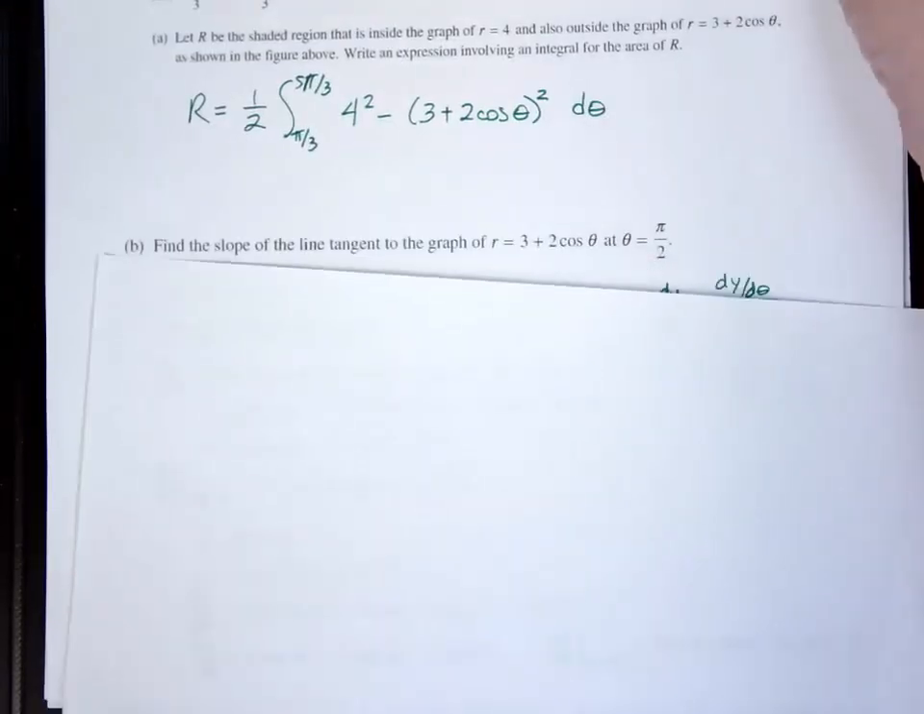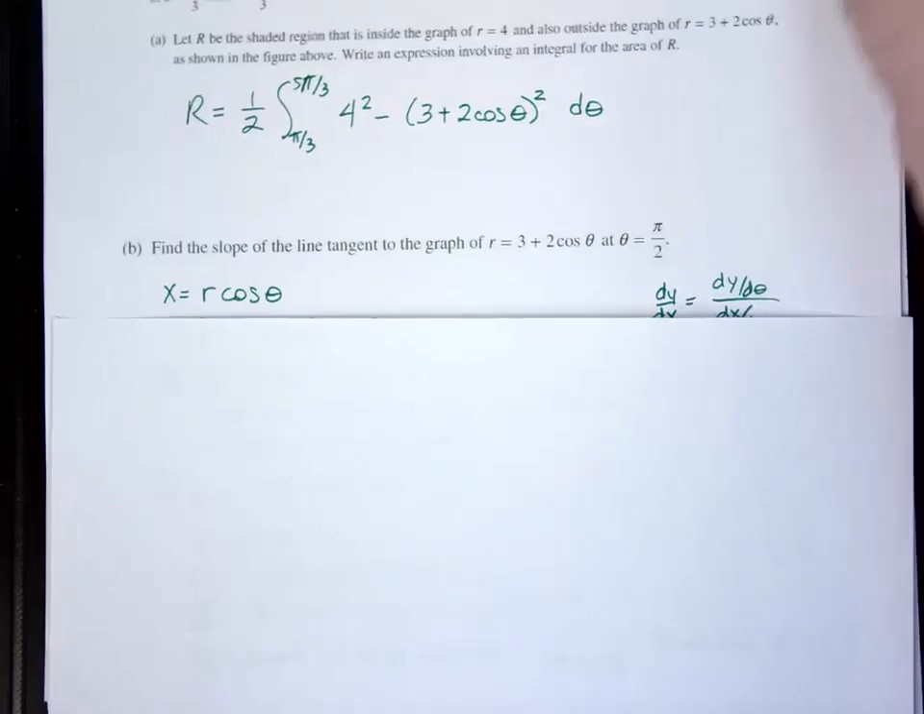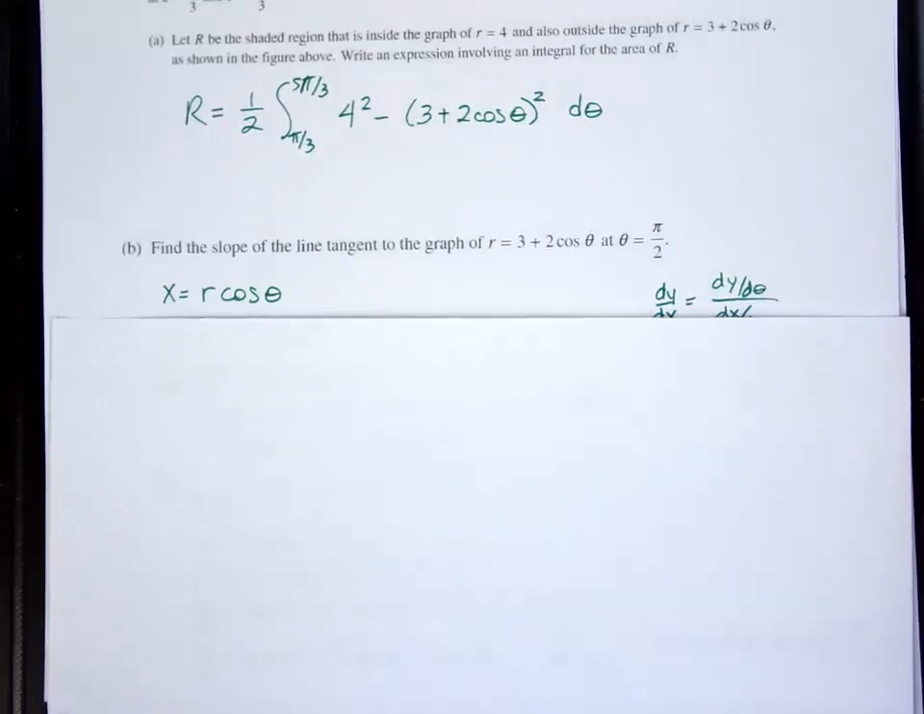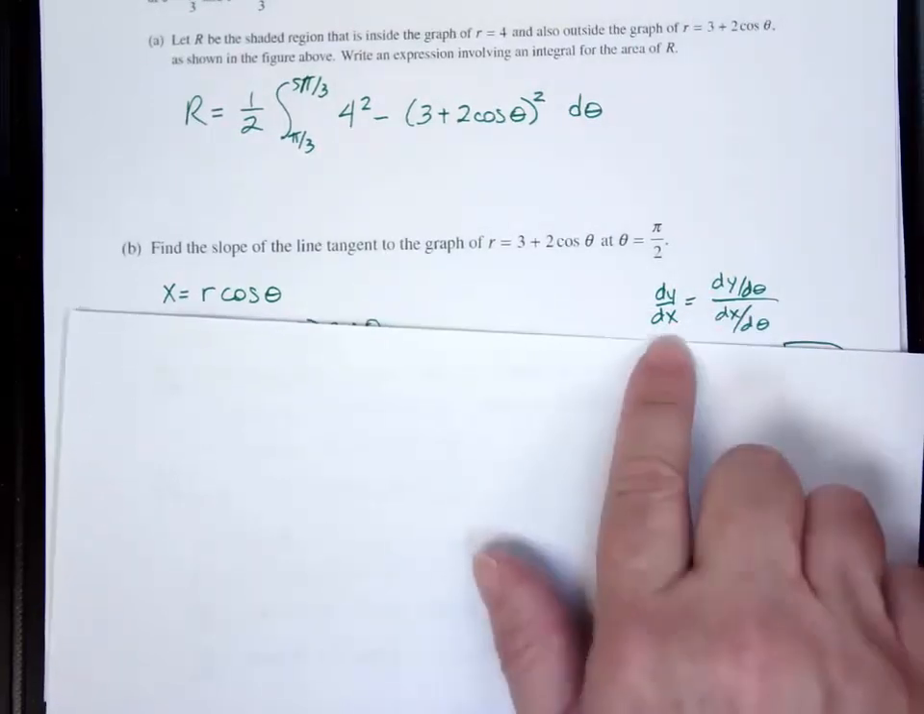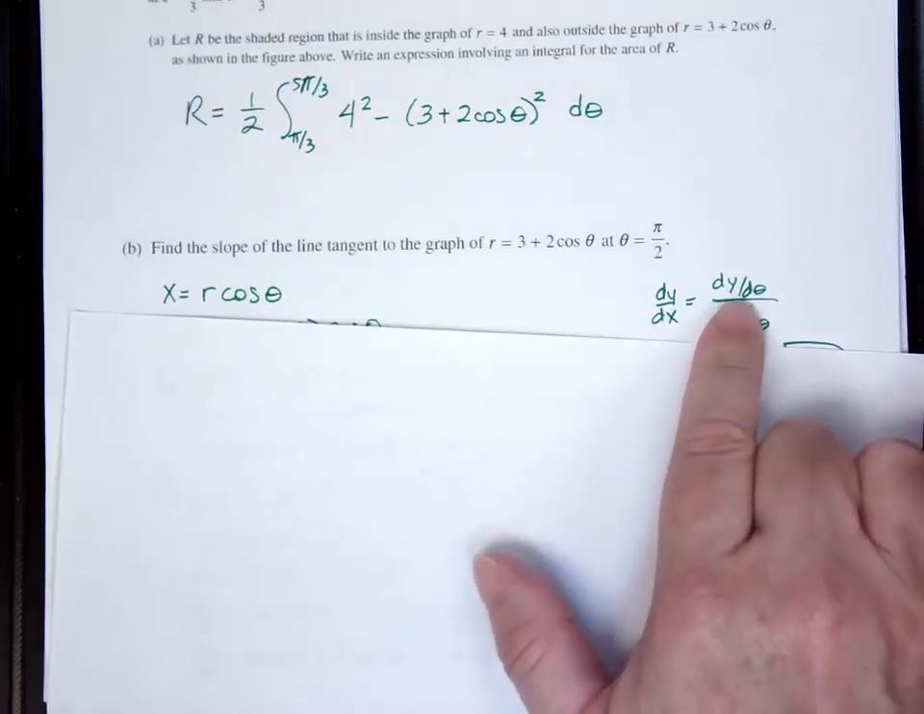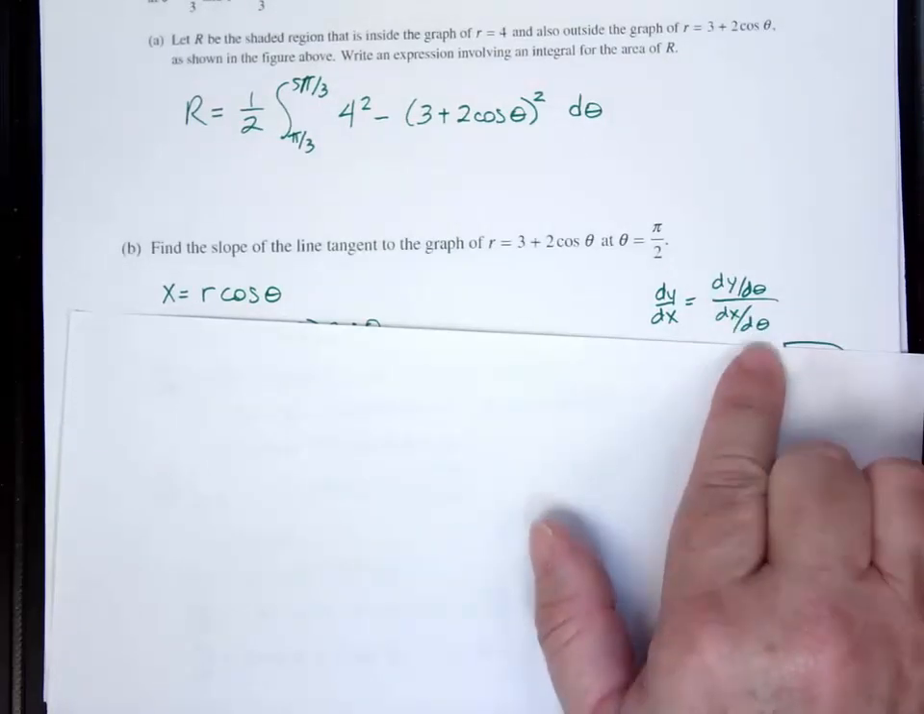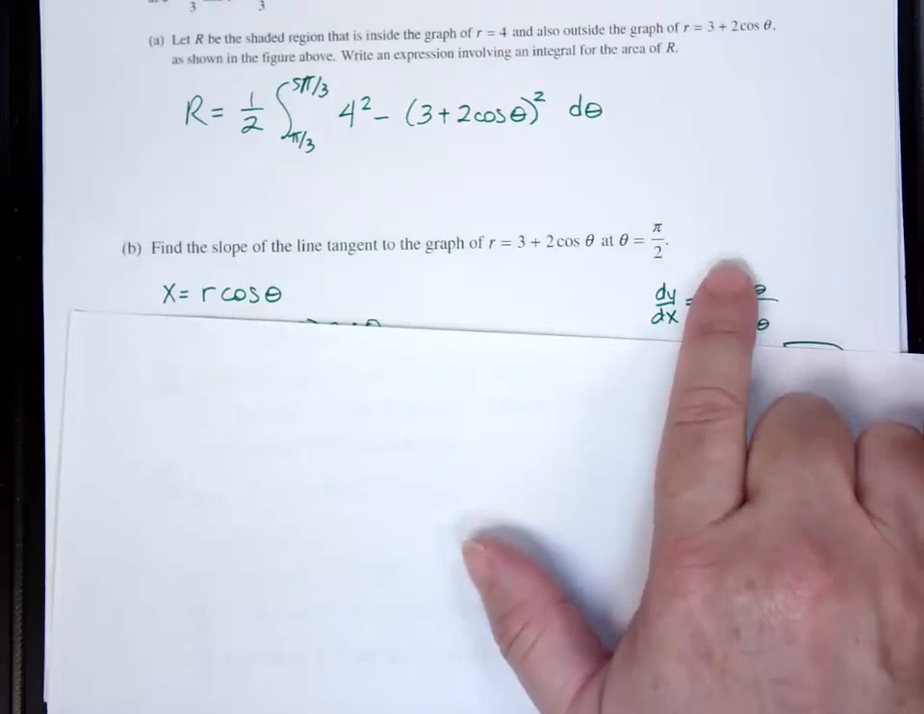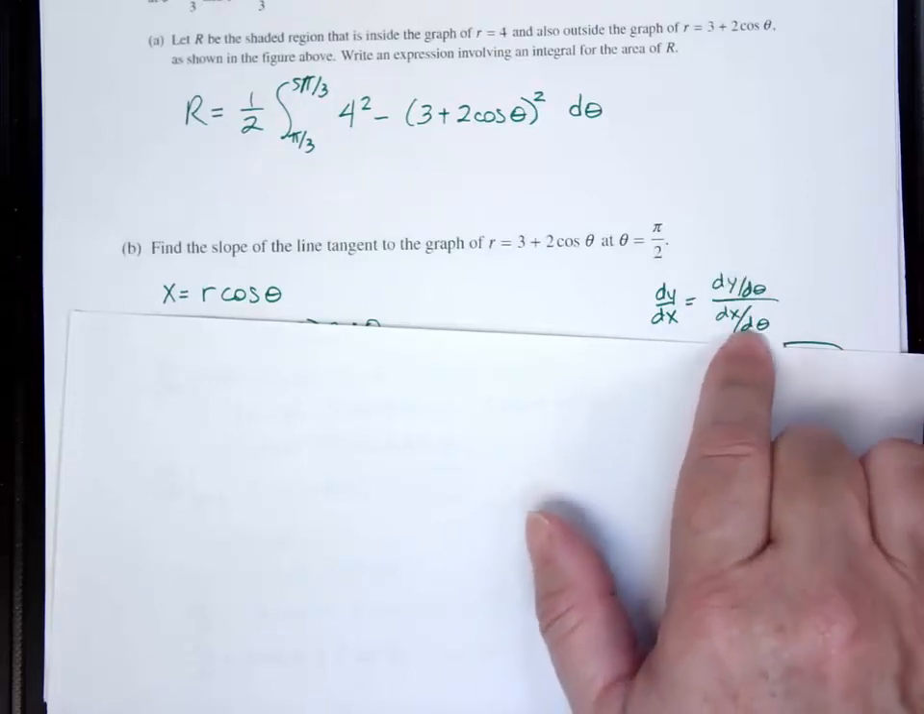First of all, x equals r cosine theta. Now before I go any farther, let me show you over here where I'm headed. dy/dx is equal to (dy/dθ) over (dx/dθ). So I'm trying to create these two equations, dy/dθ and dx/dθ, at pi over 2 so that I can plug them in.